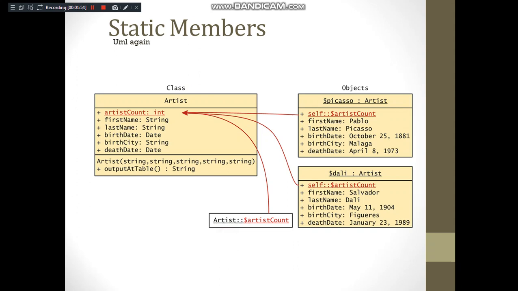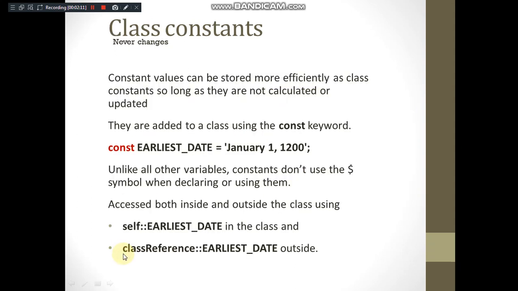Yeah, this also can be included in a UML class diagram. Again, this is the way we can mention here artistCount or else $artCount. Self is indicated here, which are all referring to this class diagram.